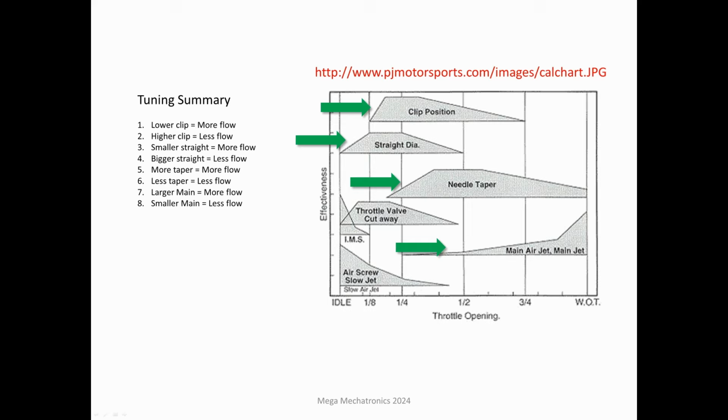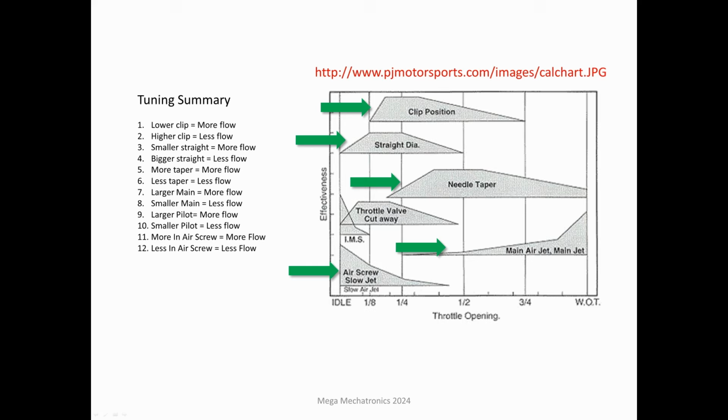Larger main jet, more flow. Smaller main jet, less flow. So more flow means more fuel, means it's more rich. Less flow means less fuel, means leaner. Got our larger pilot. Larger pilot has more flow. Smaller pilot, less flow. I hope you are seeing a pattern here.